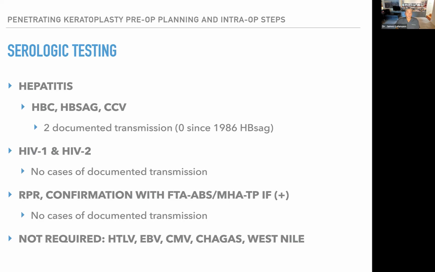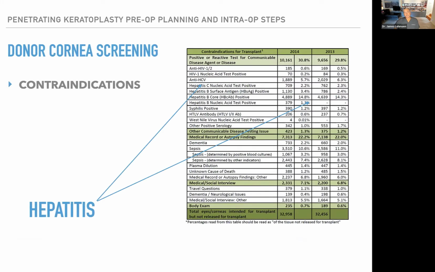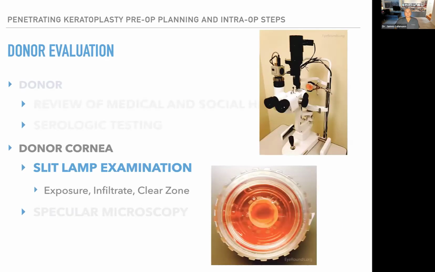What we don't get is the HTLV virus, Epstein-Barr, cytomegalovirus, Chagas, West Nile, or COVID, actually. However, these stats sometimes come with the corneas if the decedent was donating solid organs along with the corneas. Sometimes you'll have this information, but we don't do it for just the cornea. And so the most common reason to reject a cornea is because it tests positive for hepatitis B or C here in the United States.